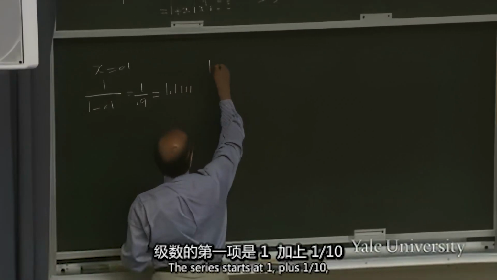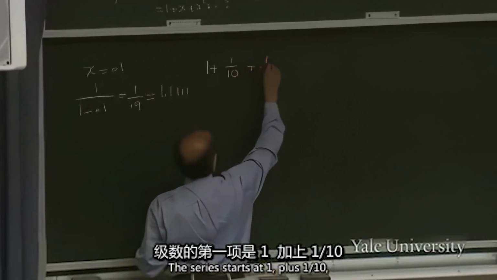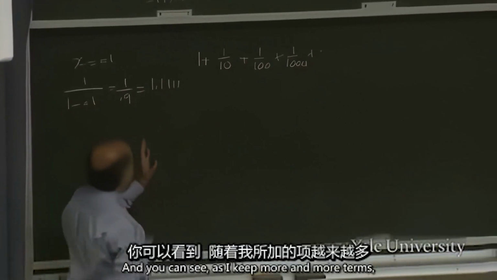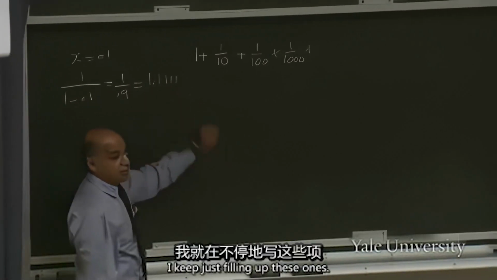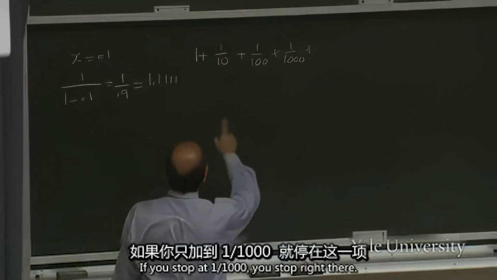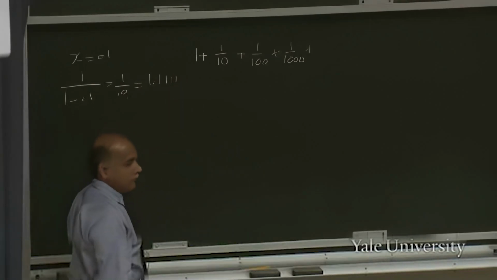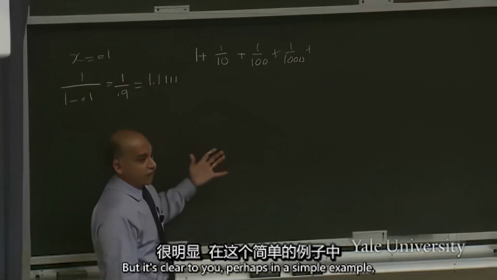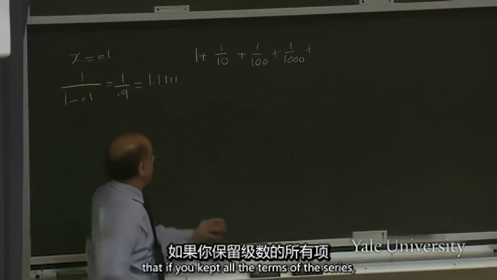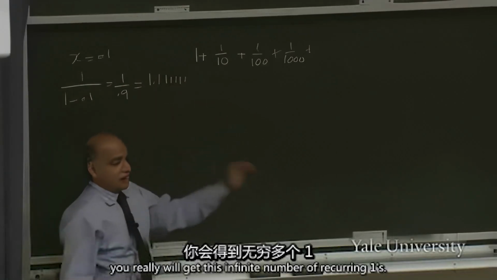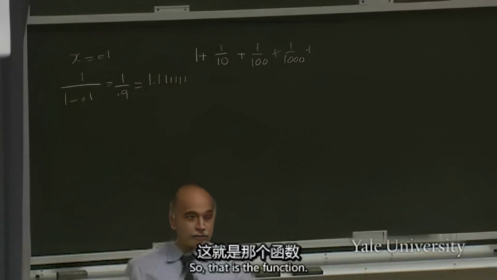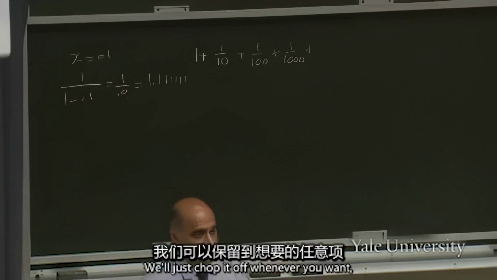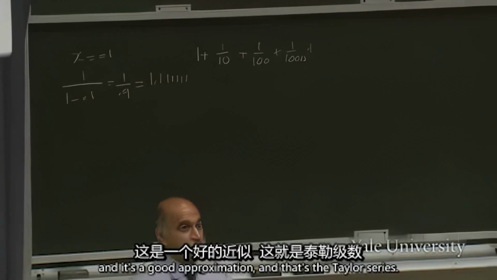The series starts at 1 plus 1/10 plus 1 over 100 plus 1 over 1,000, and so on. And you can see, as I keep more and more terms, I keep just filling up these ones. If you stop with 1 over 1,000, you stop right there. So this is the exact answer, this is the approximation. But it's clear, perhaps in this simple example, that if you kept all the terms in the series, you really will get this infinite number of recurring ones. So that is the function, that is the Taylor approximation, which is chop it off whenever you want, and it's a good approximation, and that's the Taylor series.